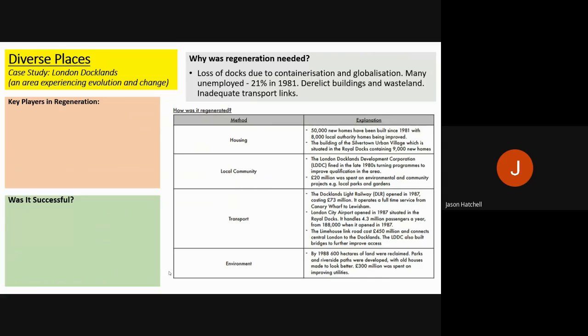So how is it regenerated? 4 ways: housing, community, transport, and the environment. So the London Docklands Development Corporation, or the LDDC, was in charge of all of this regeneration. It built 50,000 new homes since 1981 and 8,000 local authority homes or council houses. It's also, along the Royal Docks, built 9,000 more homes in a Silvertown urban village.